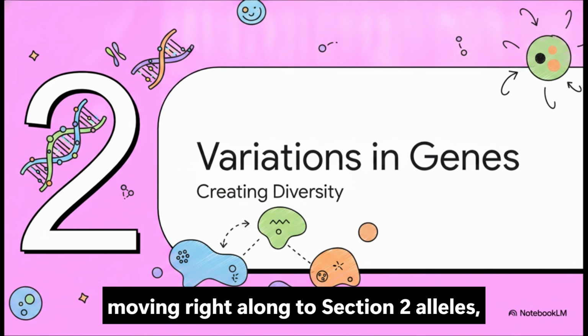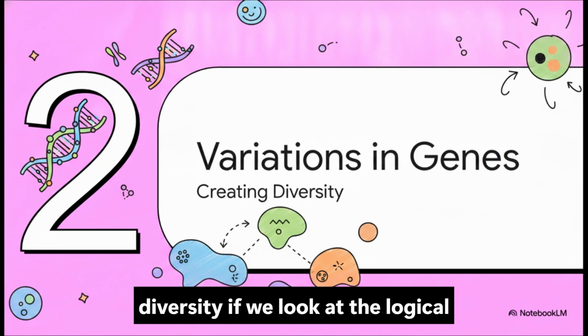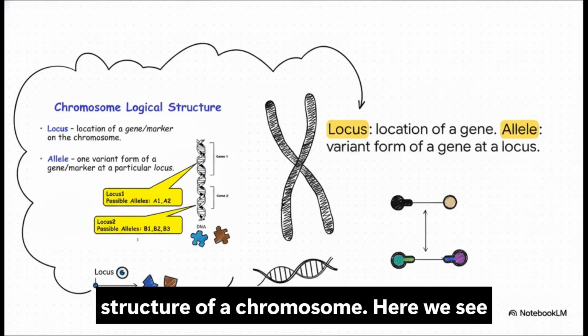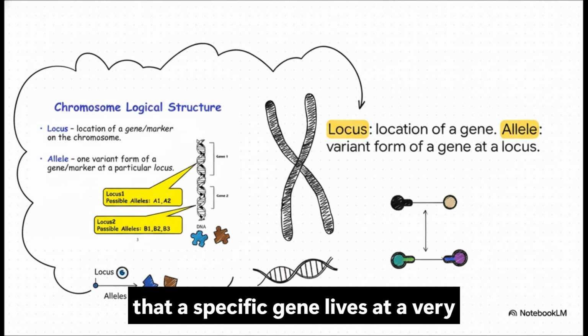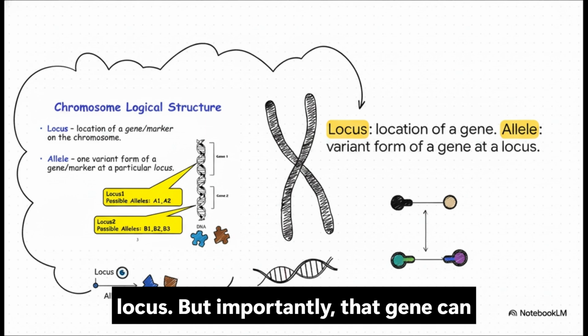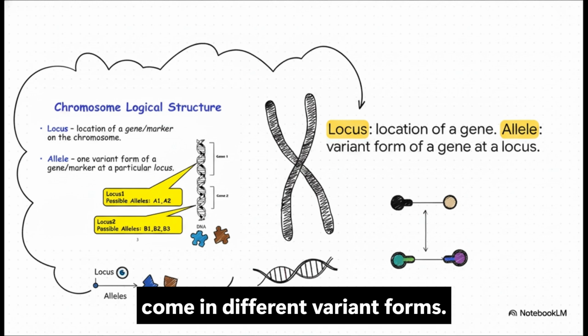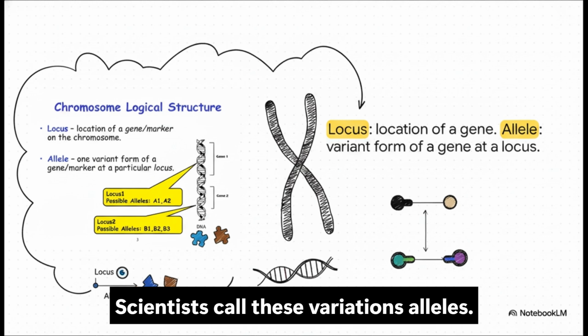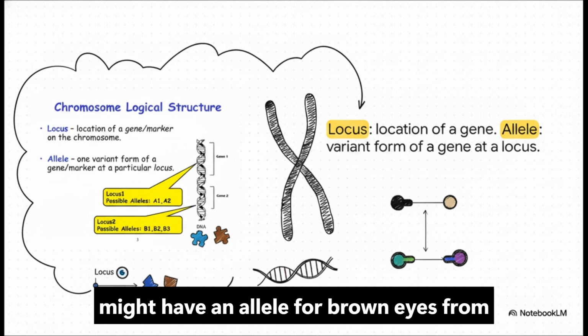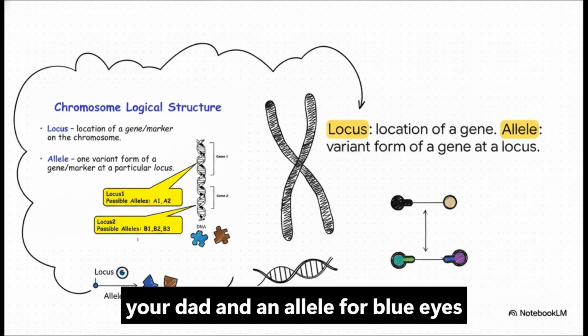Moving right along to Section 2, alleles, variations in genes, and creating diversity. If we look at the logical structure of a chromosome here, we see that a specific gene lives at a very precise physical location called a locus. But importantly, that gene can come in different variant forms. Scientists call these variations alleles. So, for example, the locus for eye color might have an allele for brown eyes from your dad and an allele for blue eyes from your mom.